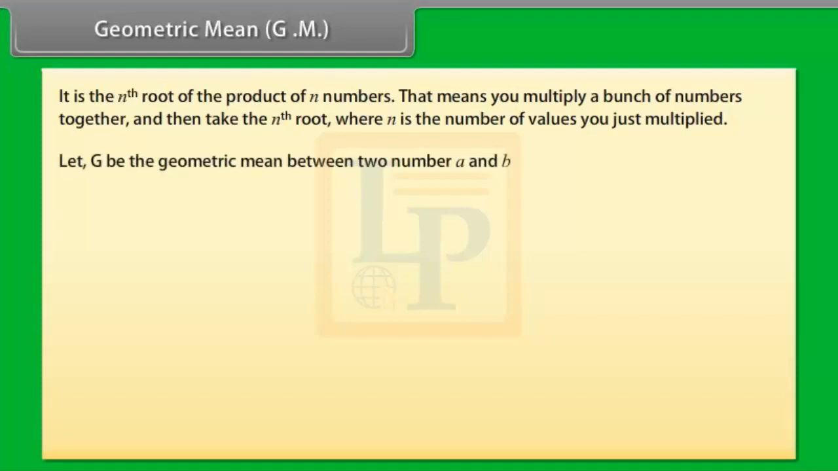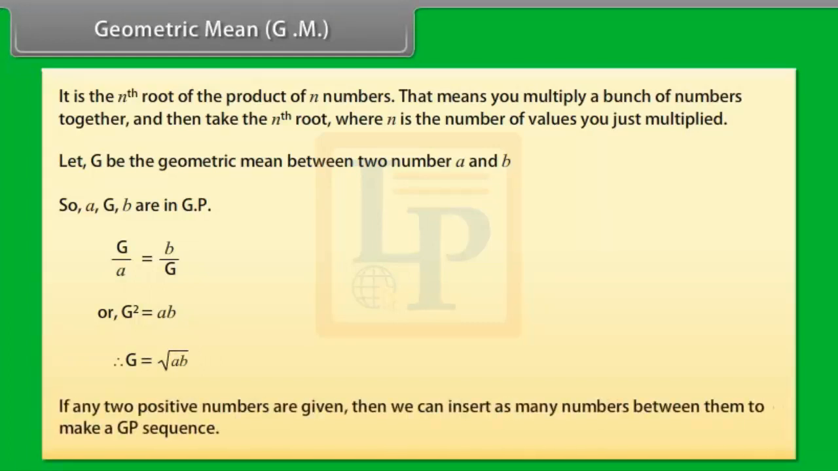Let G be the geometric mean between two numbers a and b. So a, G, b are in GP. G by a is equal to b by G, or G square is equal to a into b. Therefore, G is equal to square root of a into b.